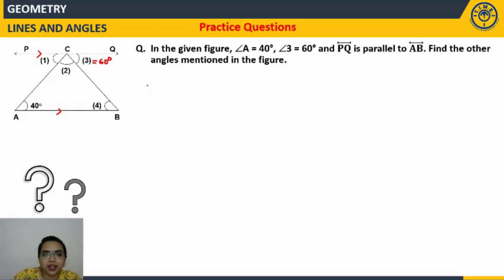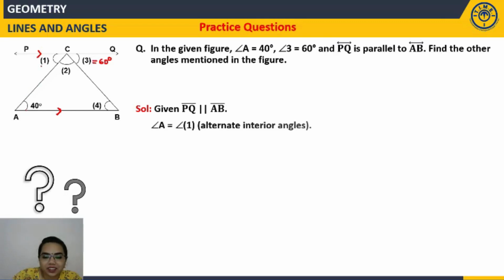How can we do that? Have a look at the figure. You should be able to tell me this answer very easily. First thing, PQ is parallel to AB, AC is acting as a transversal. Now, what is the alternate interior angle to angle A? Yes, it is angle 1. So this angle 1 is nothing but 40 degrees. Angle PCA is equal to the angle CAB.